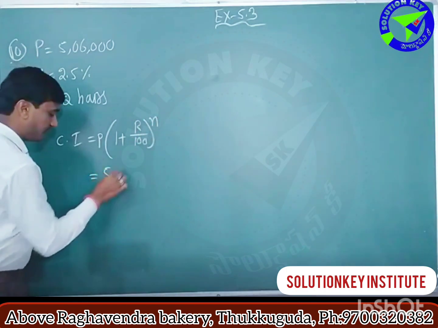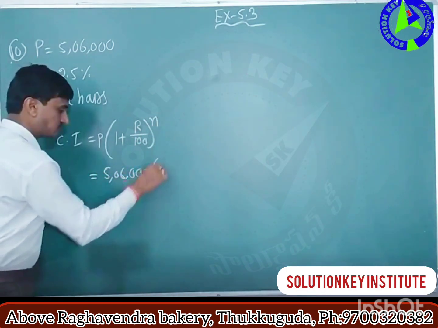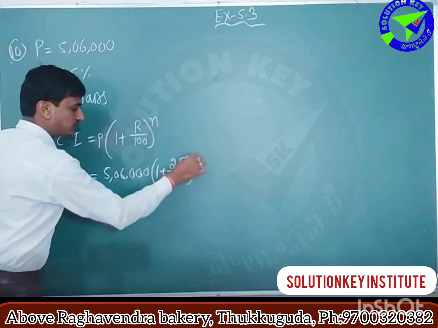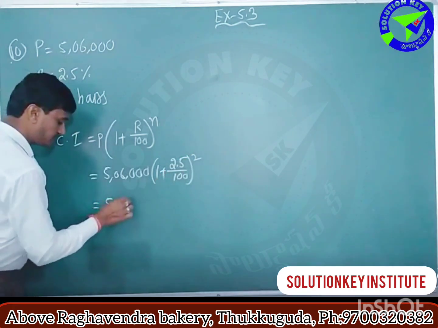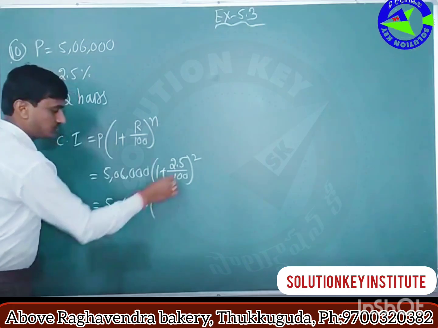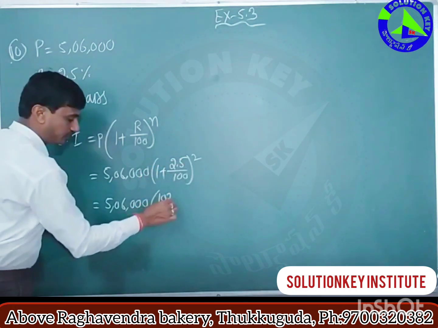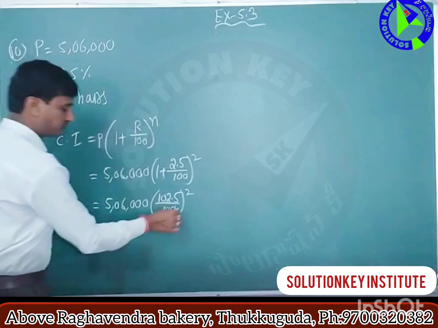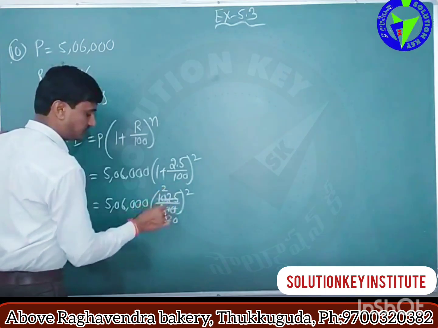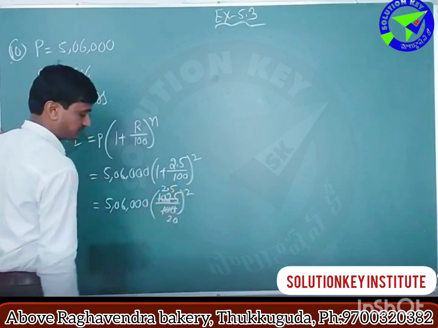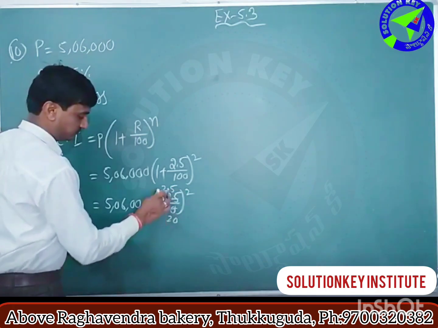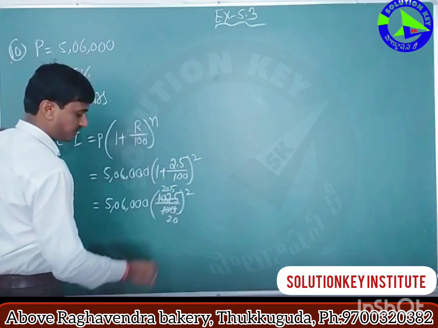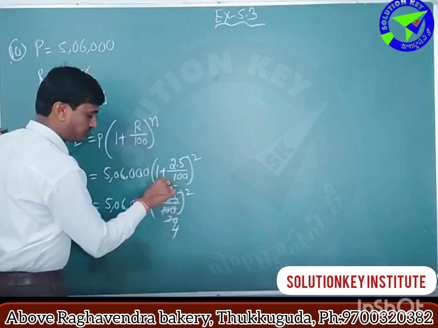So P is equal to 5,06,000, 1 plus R is equal to 2.5 by 100 whole square. So 5,06,000 into 1 plus 2.5 by 100 whole square. Any cancellation? 5 2 are 10, 5 5 are 25, 20.5. Okay, again 5 table. 5 4 20, 5 1 5.